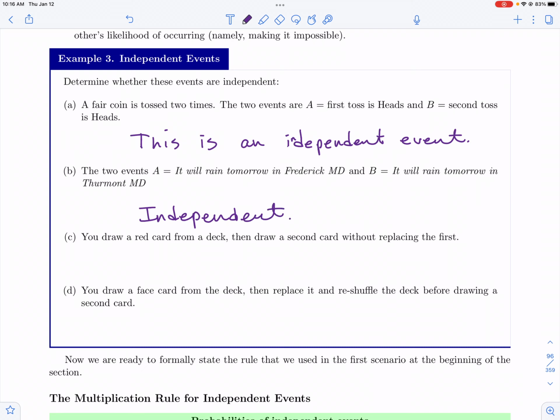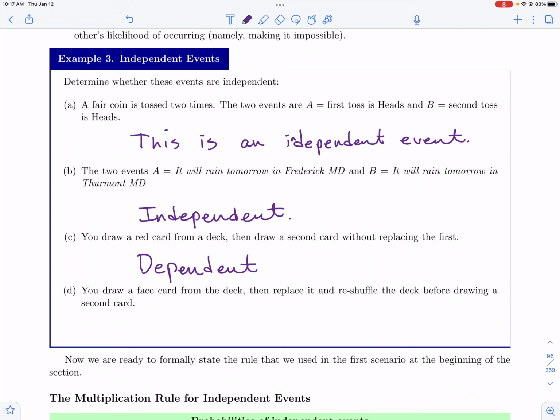All right, for C, we draw a red card from the deck. We draw a second card without replacing the first card. So with this one, we've drawn a red card, it's laying on the table. We're drawing a second card without doing anything extra to the deck. So that red card's on the table. If we were trying to find the probability of a red, for example, we would have gotten 13 out of 52 the first time around. But the second time, we'd actually get 12 out of 51 because there's one less red card in the deck. So this is a dependent event.